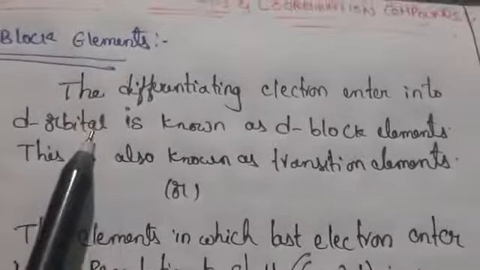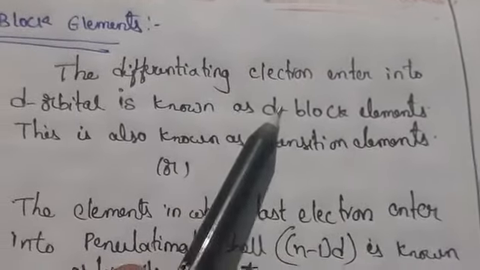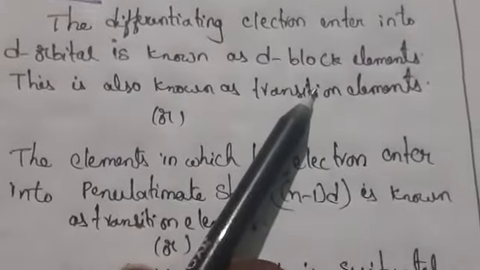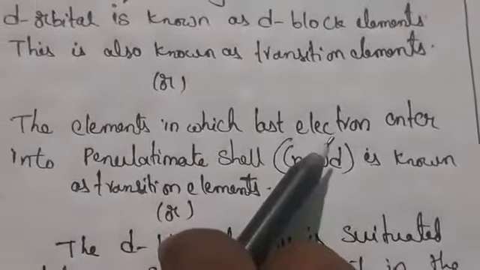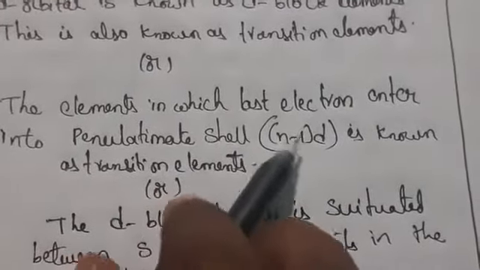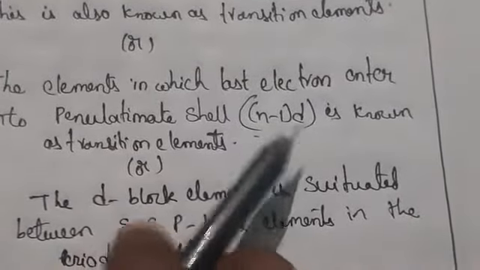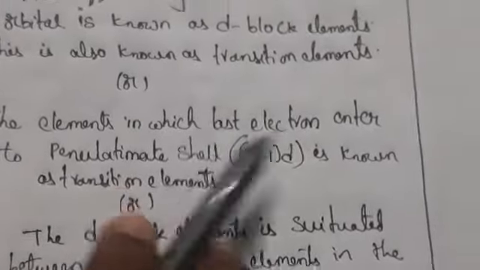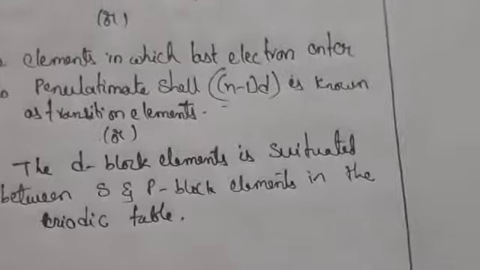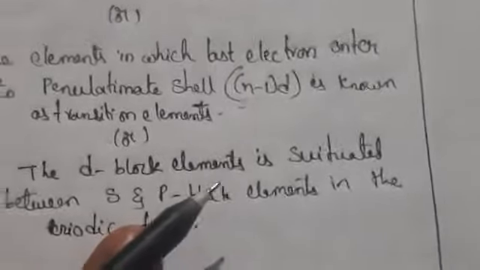So what are d block elements? The differentiating electron enters into the d orbital, meaning the last electron which is entering into the d orbital, we call it a d block element, also known as a transition element. The elements in which the last electron enters into the penultimate shell, n-1 d, are transition elements. In the periodic table, the d block elements are situated in between the s and p block elements.